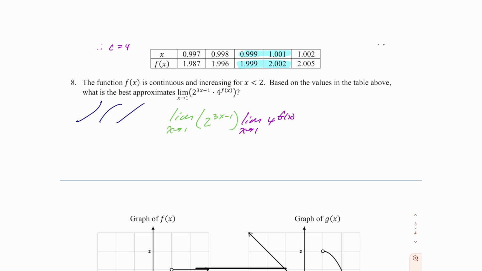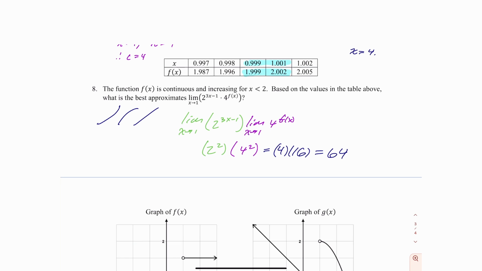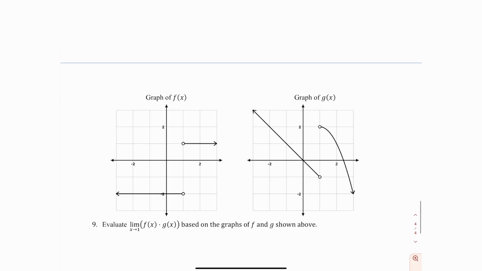So this one will just give us 2 times 2. And then this, we think that the limit as x approaches 1 of f of x is 2. So this will give us 4 squared. So overall, we will get 4 times 16. We will get 64. What a weird question. I don't know. Let's look at the next one.